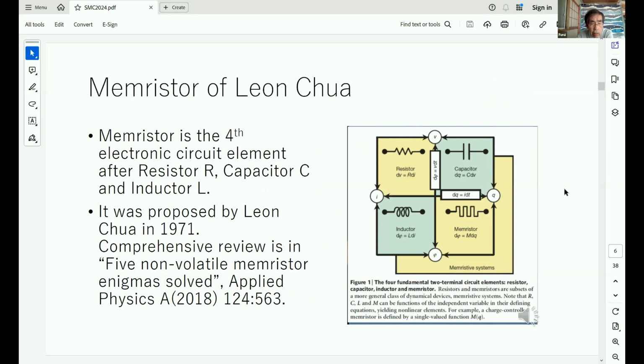The memory star is the proposed fourth electronic circuit element after resistor, capacitor, and inductor. That was proposed by Leon Chua in 1971, and a comprehensive review is in Non-volatile memory star enigma solved in Applied Physics A 6 years ago. This is the resistor, capacitor, inductor, and this is memory star. So next, please.